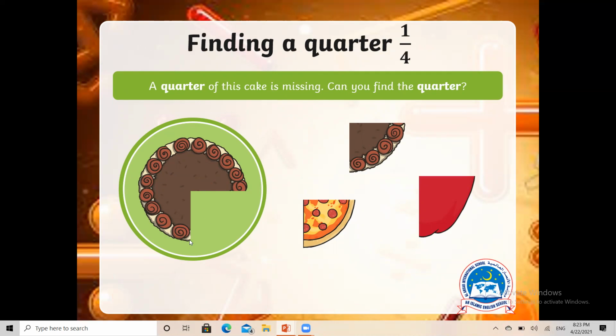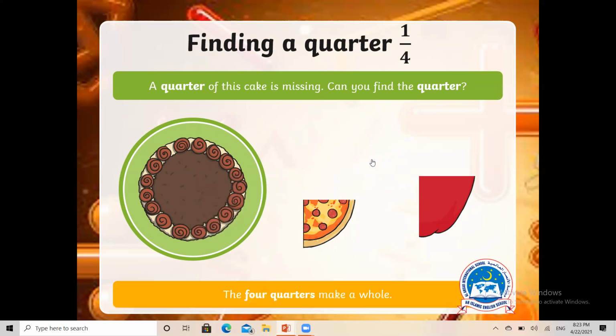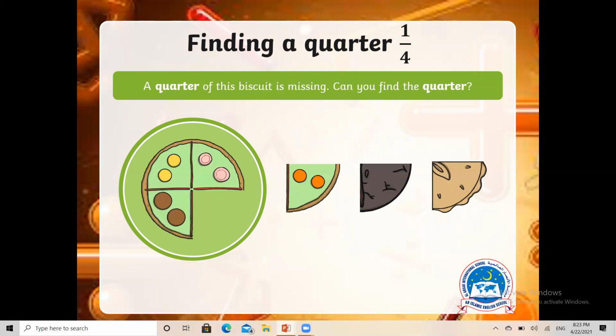Now let's find the missing quarter. A quarter of this cake is missing. Can you find the quarter? This one, or this one, or this one? Of course, this is the missing quarter. The 4 quarters make a whole, okay?